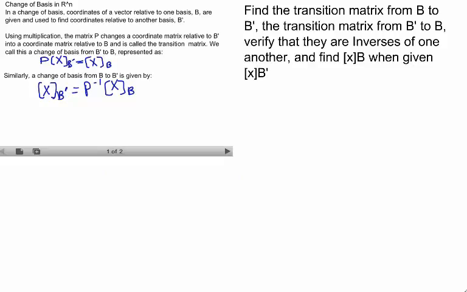Let's take a deeper look at these concepts with the following example. Find the transition matrix from B to B'. We'll find the transition matrix from B' to B. We will verify that these matrices are inverses of one another. And then we will find the coordinate matrix x relative to B when given the coordinate matrix of x relative to B'.